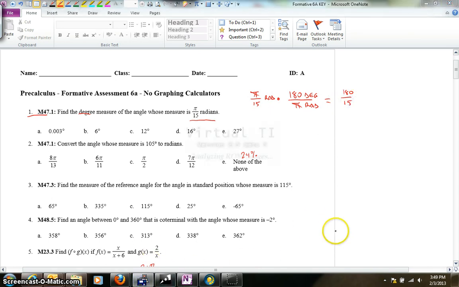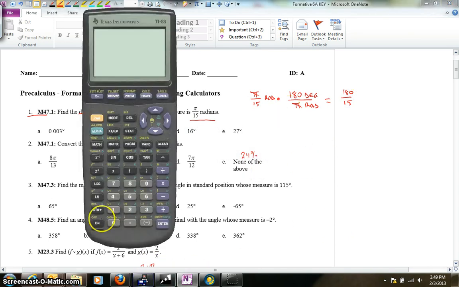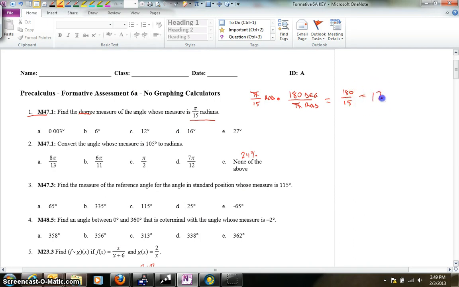The simplest way to do that, and you did have a calculator for this, a graphing calculator even, is 180 divided by 15, which is 12. So C is the correct answer here, that's 12 degrees. You did okay on that one.